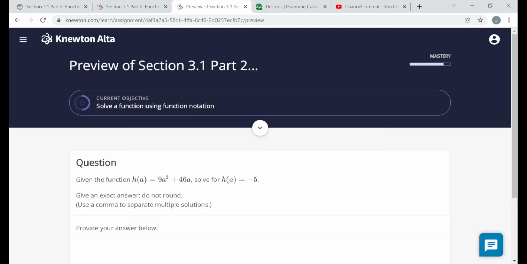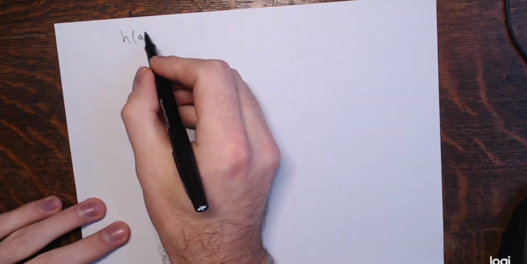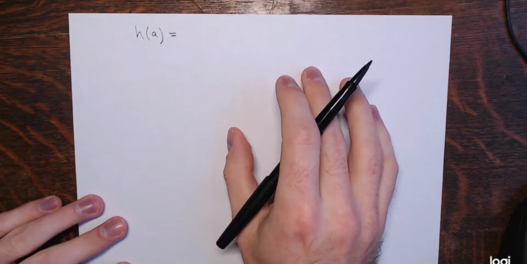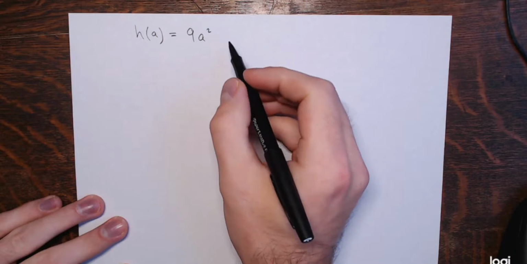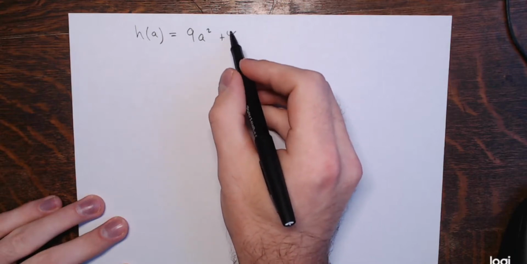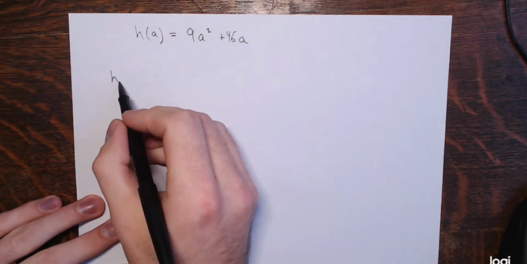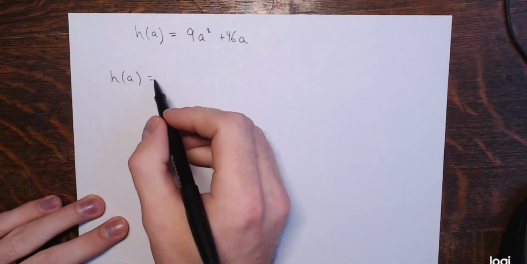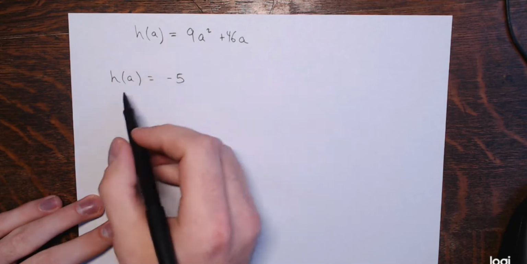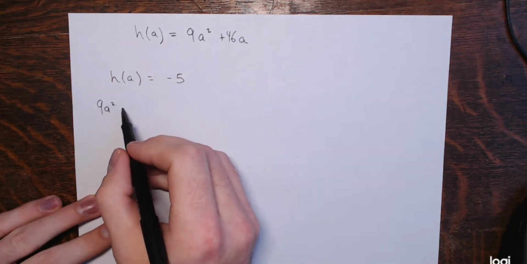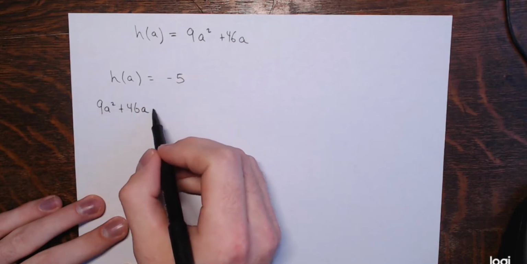They want to know what inputs take you to an output of -5. So I'll write this one out. All right, so h of a equals 9a squared plus 46a. And we're asked to solve, when is h of a equal to -5? So when is this output here, the way you calculate the output, 9a squared plus 46a, when is that going to be equal to -5?